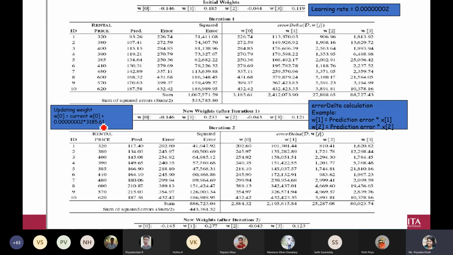Is that fine? Shall we do one iteration, or which one would you like to do? Just for a trial, maybe we can just try this part alone. Shall we just try this?